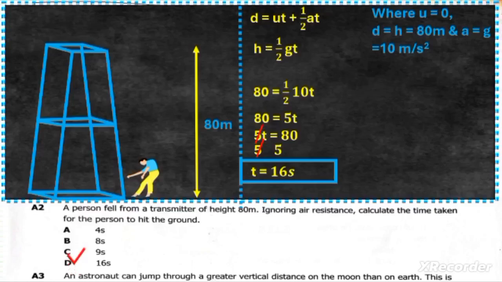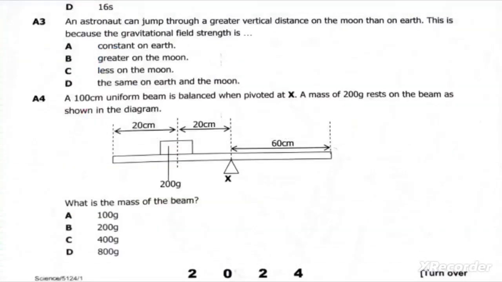We move to the next question, which is question 3. Question 3: an astronaut can jump through a greater vertical distance on the moon than on Earth. This is because the gravitational field strength is A, constant on Earth, B, greater on the moon, C, less on the moon, D, the same on the Earth and on the moon.